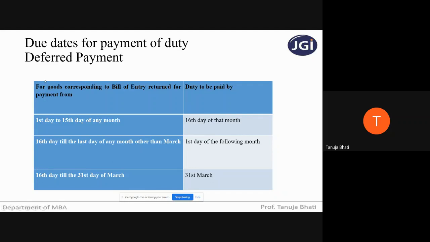Similarly, for goods corresponding to a bill of entry entered for payment from the 16th day till the 31st day of March, the last part covers only the month of March. Suppose the goods are returned for payment on 20th March, what will be the due date up to which the duty is to be paid? The customs duty will be due by 31st March. So these are the different due dates for deferred payment of duty, up to which payment can be made.